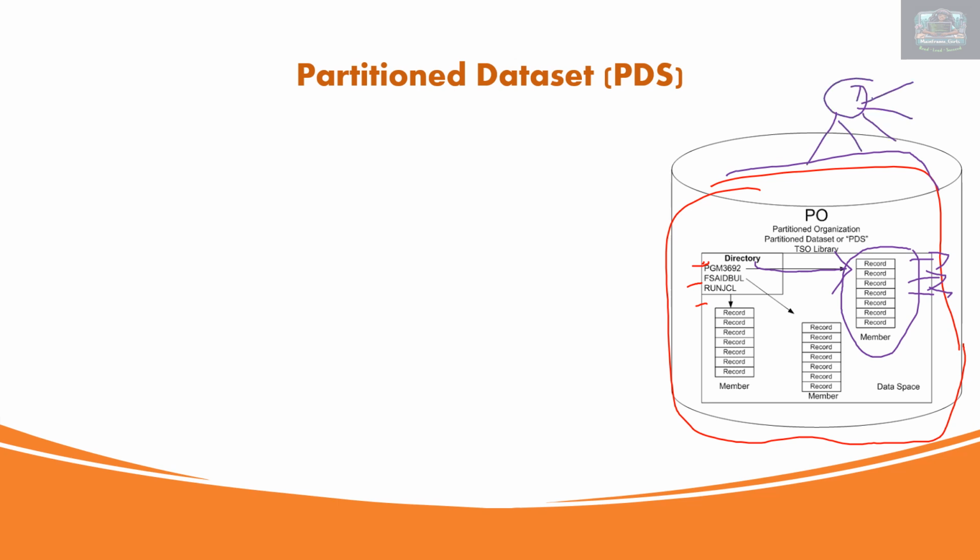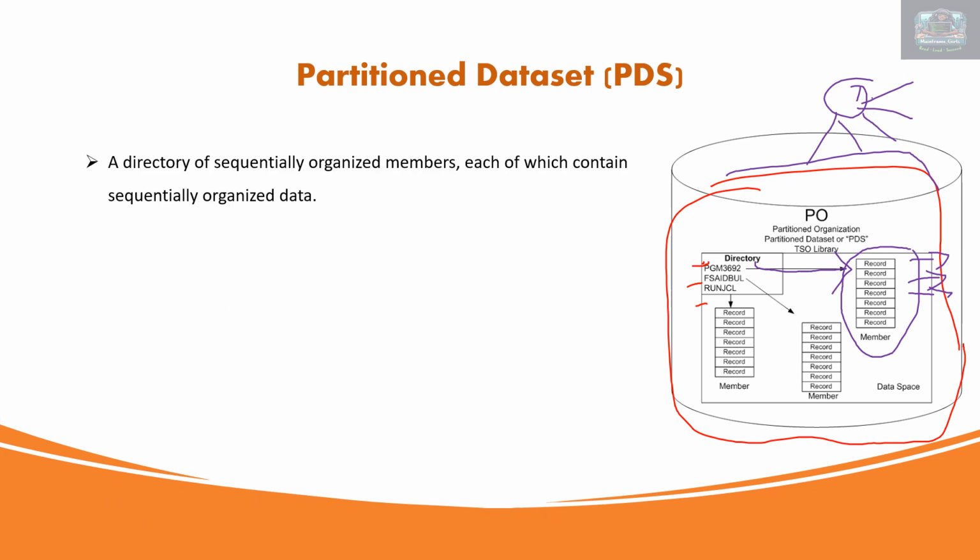You can create a directory of sequentially organized members, each of which contains sequentially organized data. So you can create the members inside each data set. Then after that you can access those members. It's like a set of members you can put in one data set, like one file. It's like how a set of history books are kept in one rack. So it contains members in the data sets.